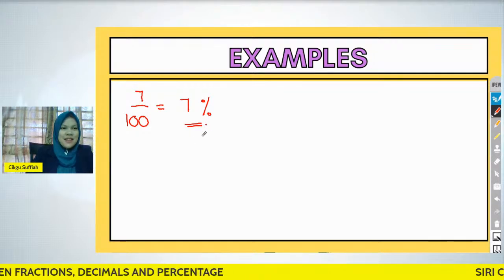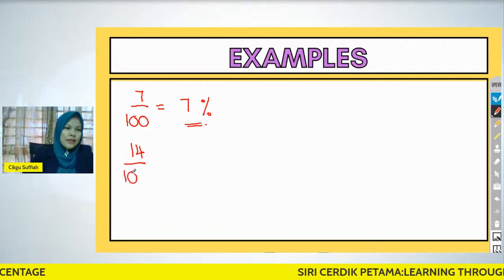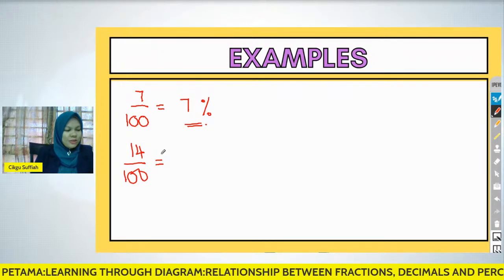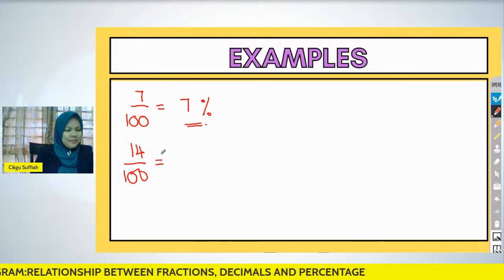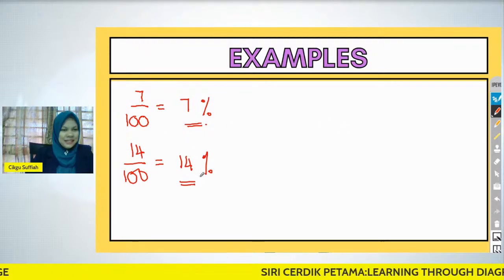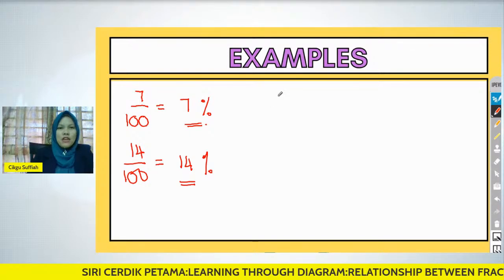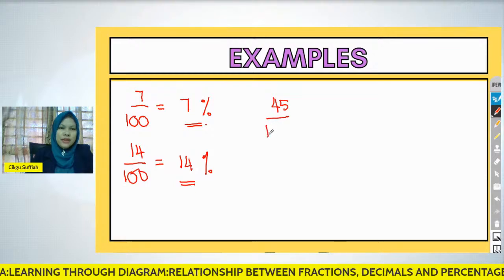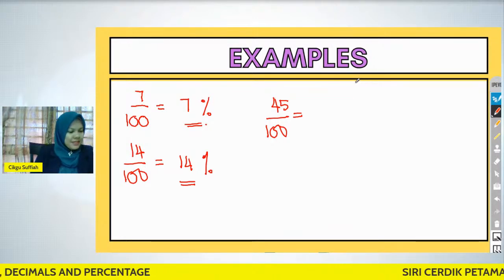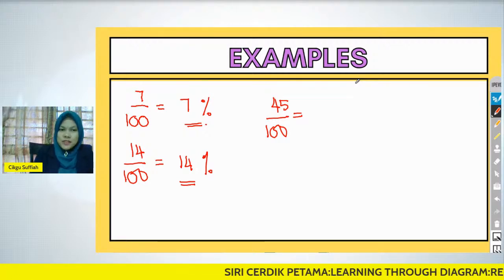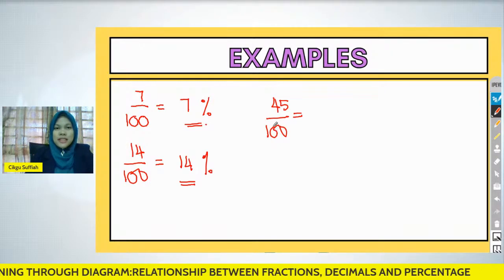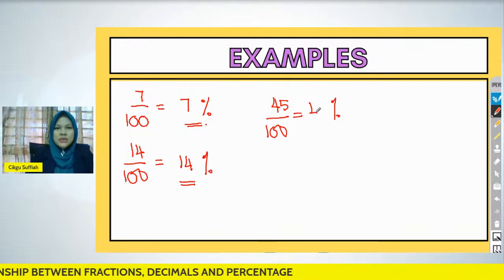Thank you, Yanti. Now if I have 14/100, can you write this down? Thank you. You can see 100, so you can straight away write the percent here, and 14, just copy back. That's it. How about 45/100? Good, everyone gets involved. So the first one is 7%, the second one is 14%. How about the third one? Because the denominator is 100, we just need to write down 45.